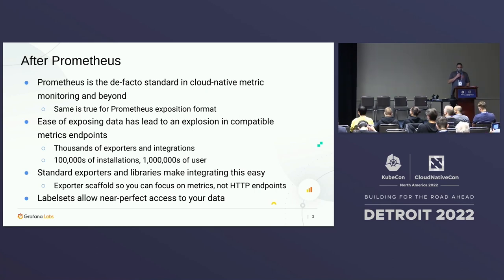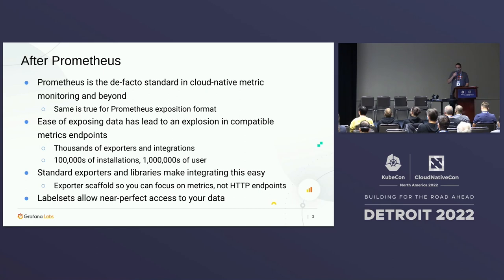There was an absolute explosion over the years of compatible endpoints, with literally hundreds of thousands of installations of Prometheus alone, with literally millions, probably tens of millions, of users. Of course, this slide is 2 years old. They are using these formats directly or indirectly every single day to keep their stuff running. And we have standard exporters, we have standard libraries. In particular, the Go library is one of the most used Go libraries on Earth, so there is substantial success. But yet again, this is no official standard.